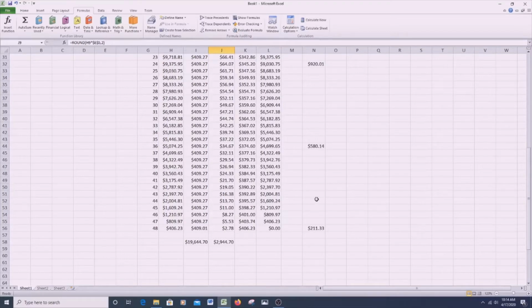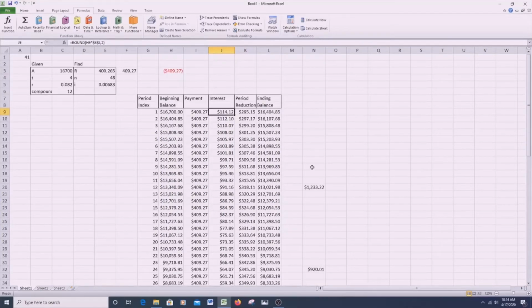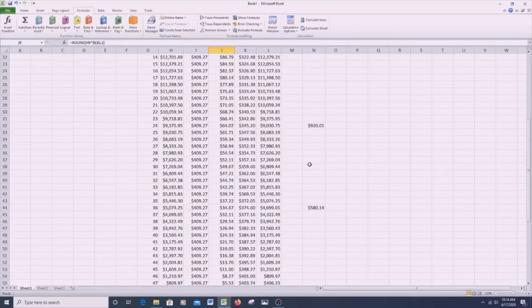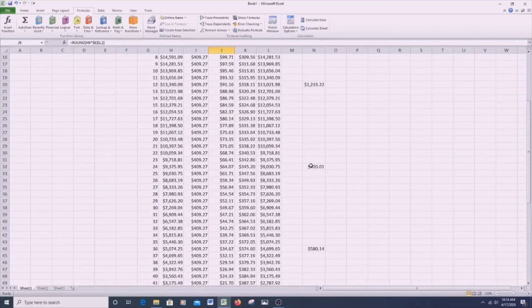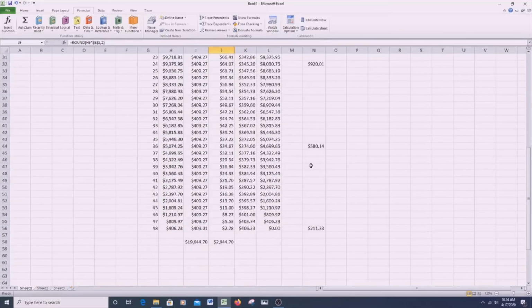This is relevant for things like a house. It's also relevant for a car, but usually because the car is a smaller loan and it's shorter, it doesn't matter as much. But for a longer purchase like a mortgage or student loans, this does matter. Okay, so that's it.